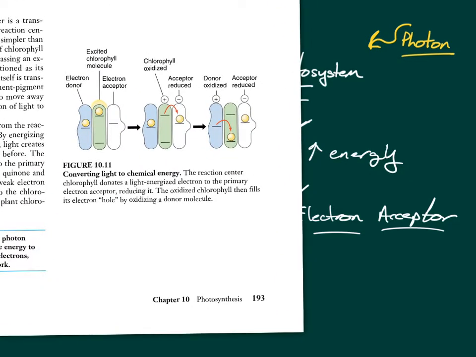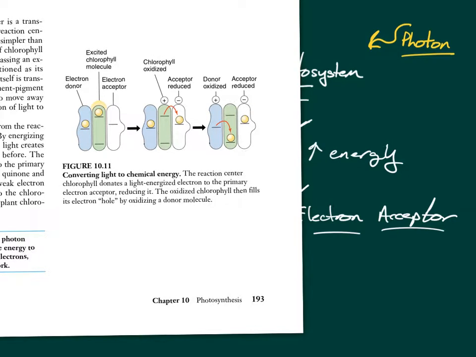So the electron starts down here in chlorophyll. This is chlorophyll. It started down here, but when light hits it, what happens to it? It pops up. High energy, vibrating. Think of video game things where it's all glowy and jumpy. And there it is, glowing and jumping, ready to go, and you have an electron acceptor. What's it going to do? It's going to accept that high energy electron.